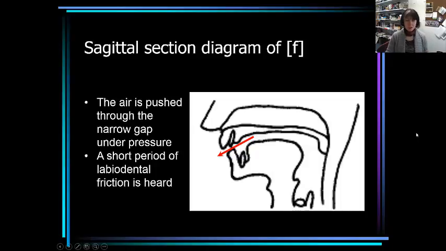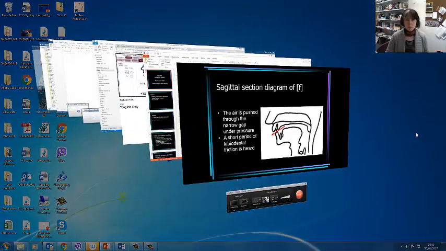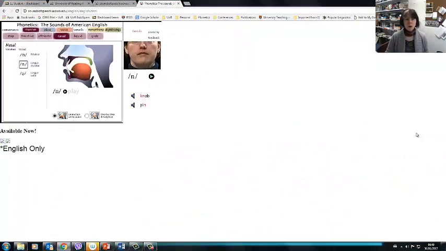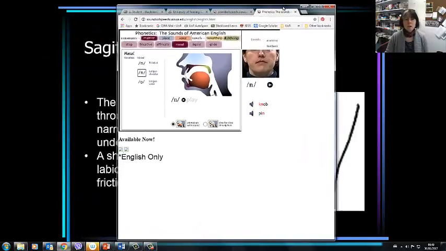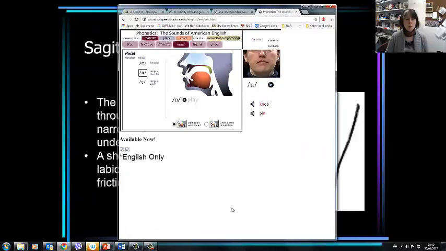Okay, now what I'm going to do is show you some other diagrams which we can see on the University of Iowa's site here, and I've shown you this a couple of times before in class. I don't think we can make it any larger, sadly, but what we're looking at here is our voiced alveolar nasal. And on these diagrams what happens is when you press this, it animates through the articulation of the sound. So, and you can hear the sound as well.